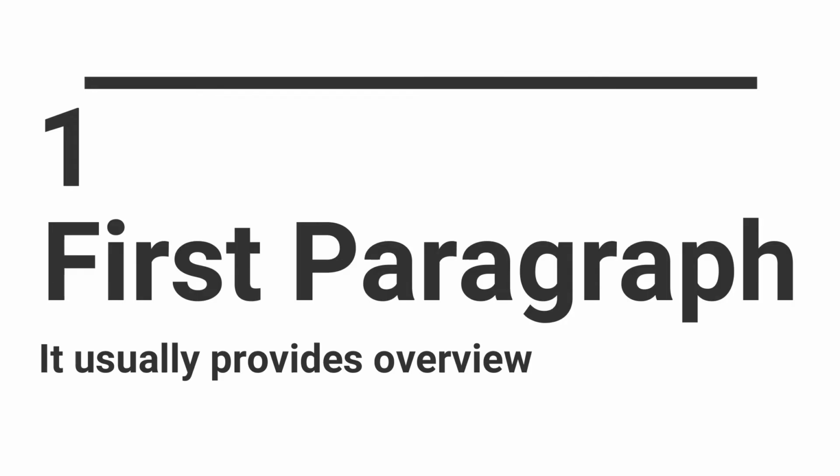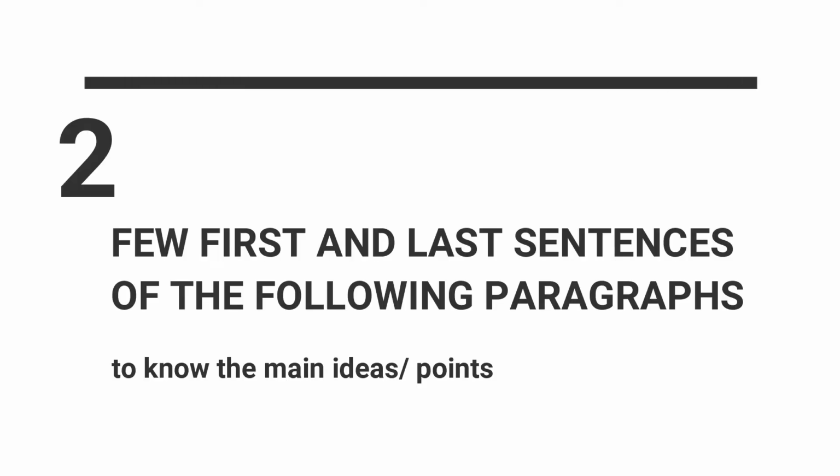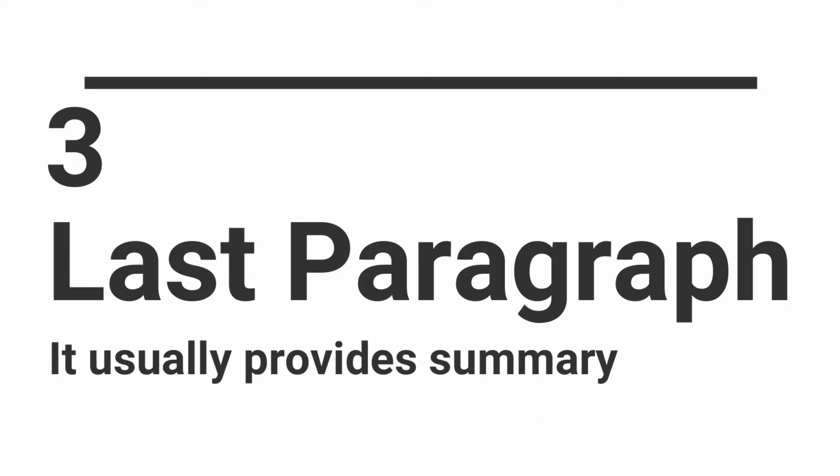So, you will want to read the first paragraph attentively because this paragraph usually provides the overview of the content of the passage. And then you read the first sentence and last sentence of the following paragraphs to anticipate the main ideas. And finally, you read the last paragraph carefully because in this paragraph, usually the author provides a summary.